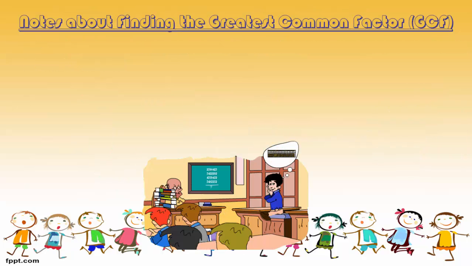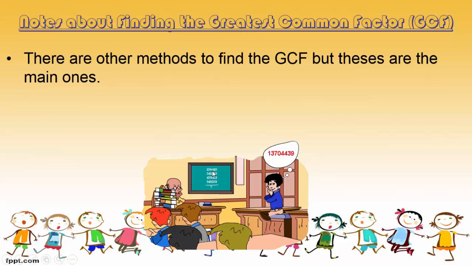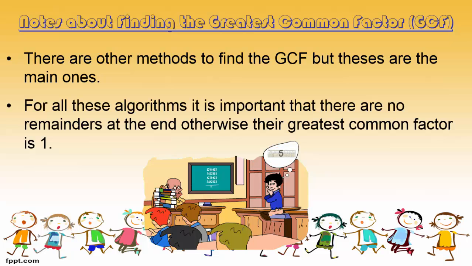Notes about finding the greatest common factor. There are other methods to find the greatest common factor, but these are the main ones. For all these algorithms, it is important that there are no remainders at the end. Otherwise, the greatest common factor is 1.